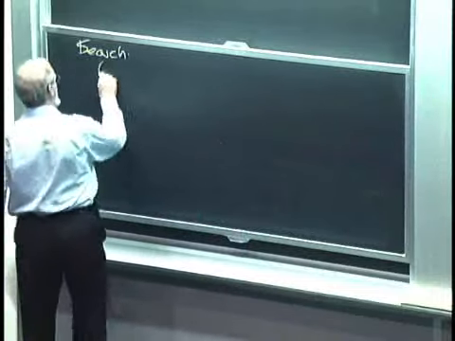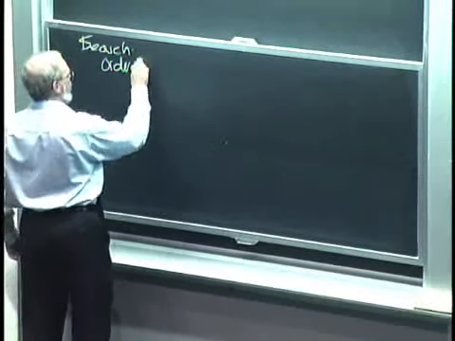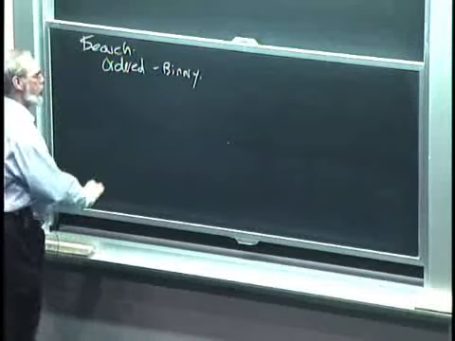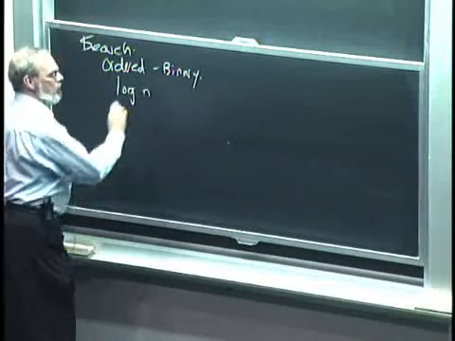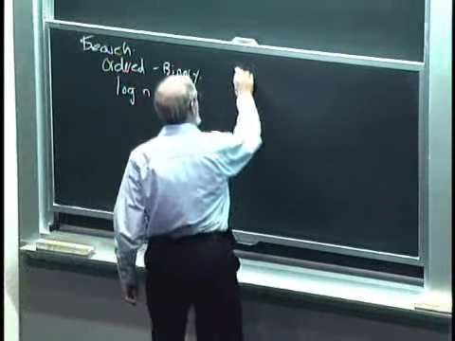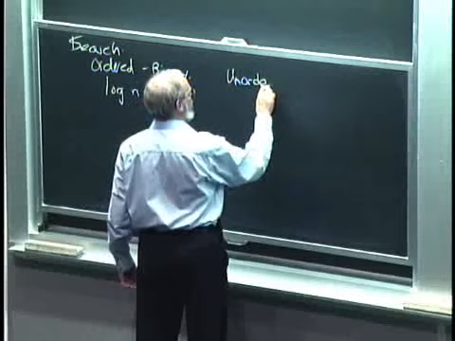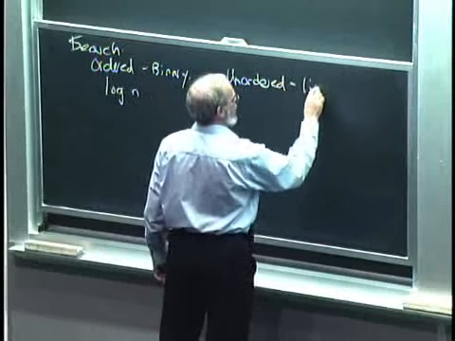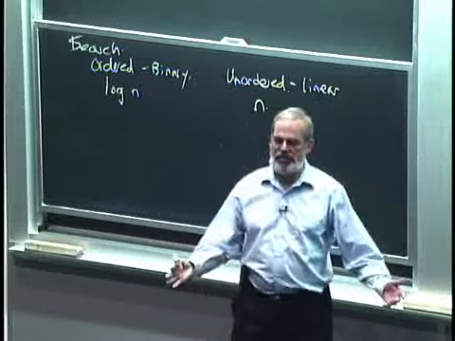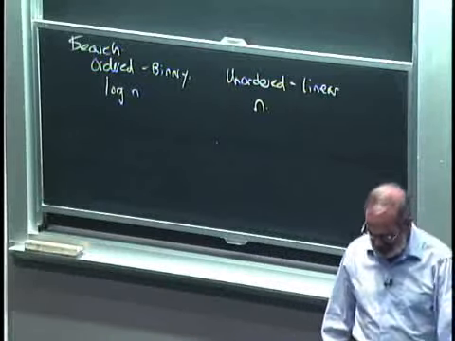We said if we had an ordered list, we could use binary search. And we said that was logarithmic. It took log n time, where n's the size of the list. If it was an unordered list, we were basically stuck with linear search. Got to walk through the whole list to see if the thing's there. So that was of order n.